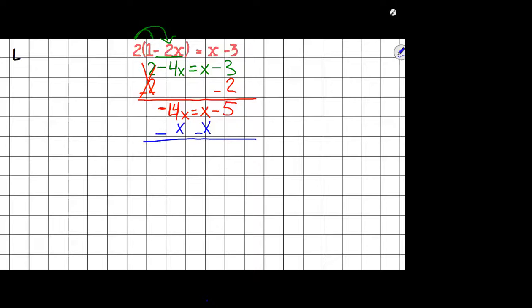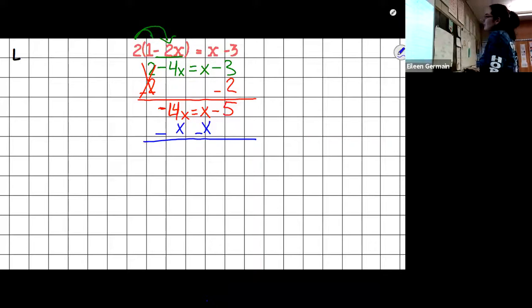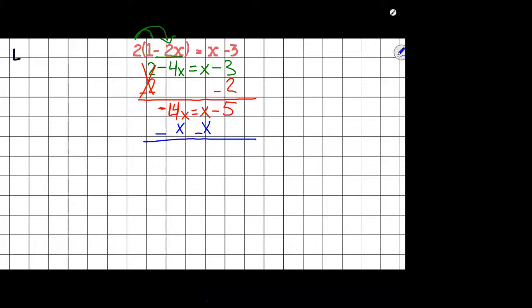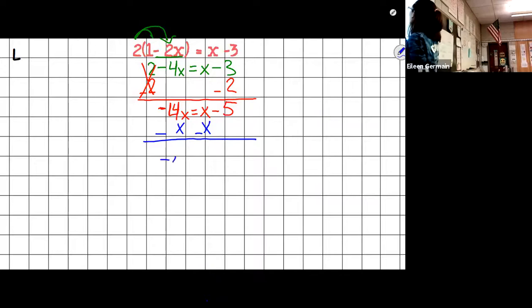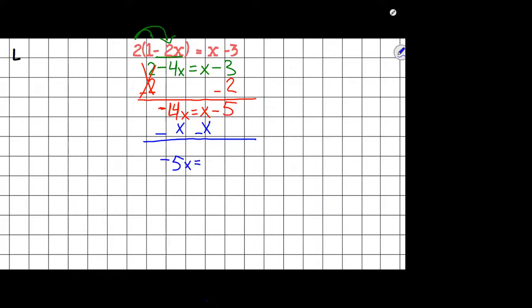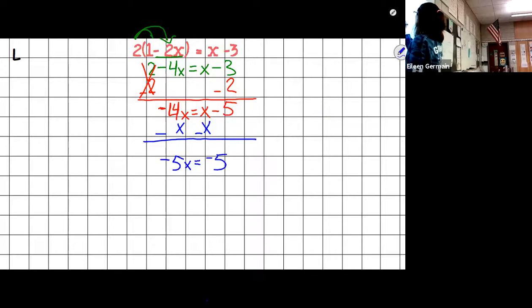And Adam, what would we get if we actually subtract an x from each side? You get minus 5x. Very good. Minus 5x is equal to? Minus 5. Minus 5. Awesome job, Adam.